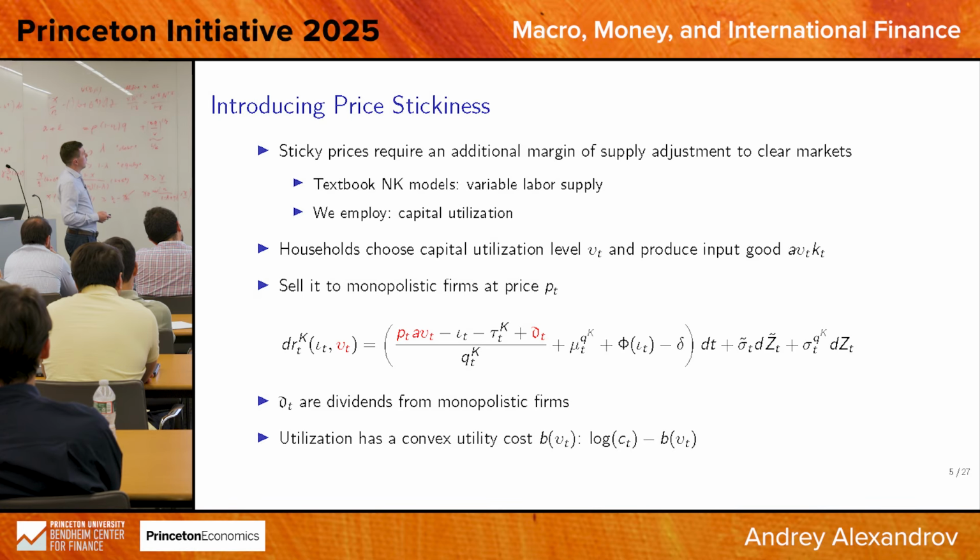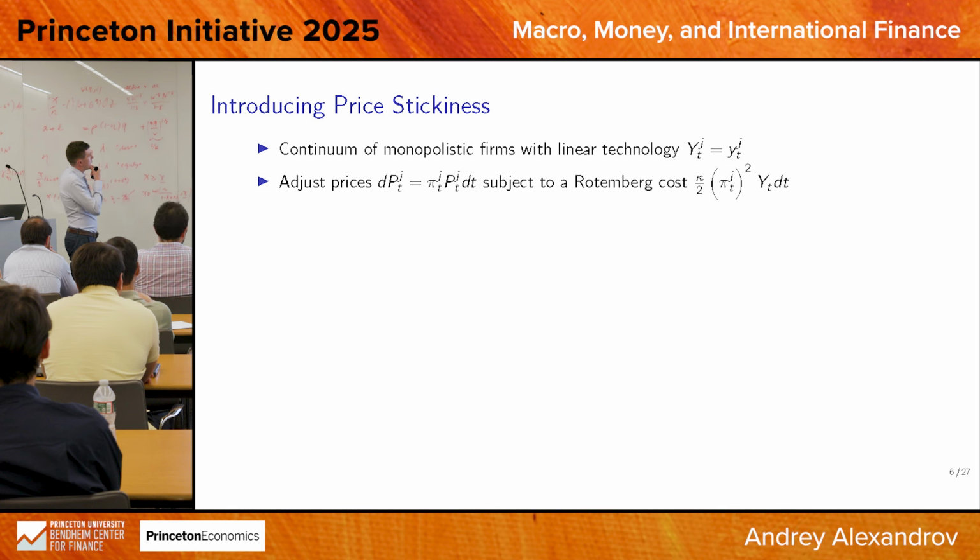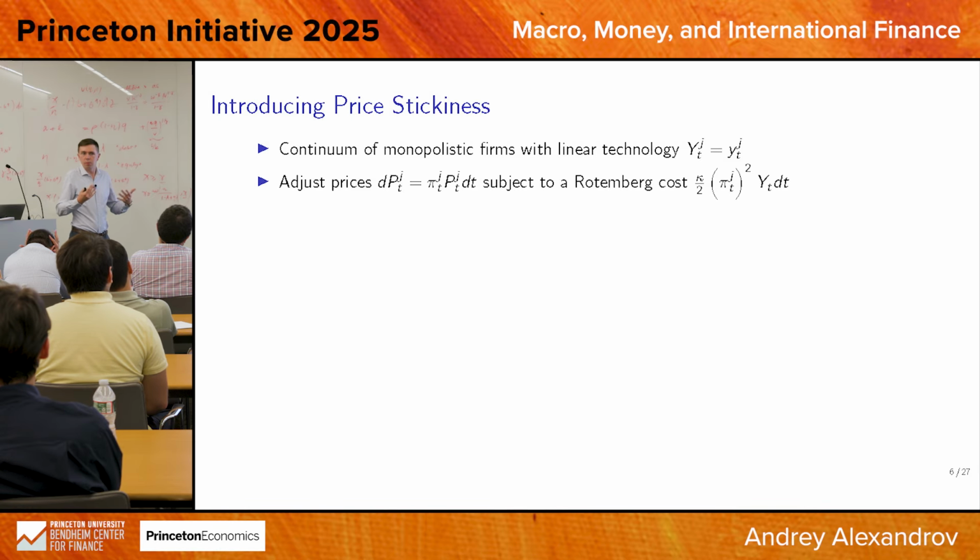All right. Now let's go to the monopolistic producers. They're going to be more standard. There's going to be a continuum of them. They will have linear technology, so that when they buy one input good, they make one unit of variety of that good. They can adjust prices only in a drift way, so their price level cannot respond to aggregate shocks. And they choose this drift pi_t subject to a Rotemberg cost.